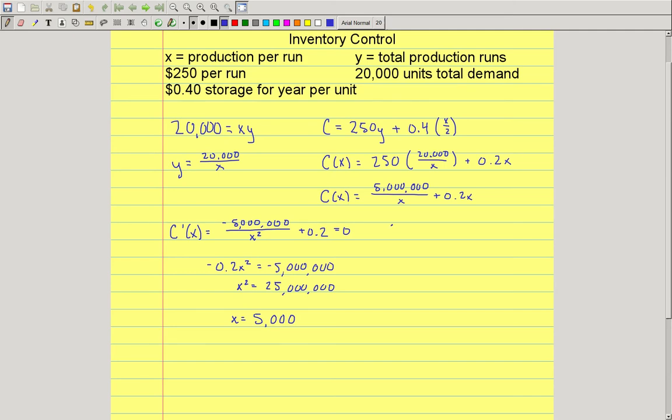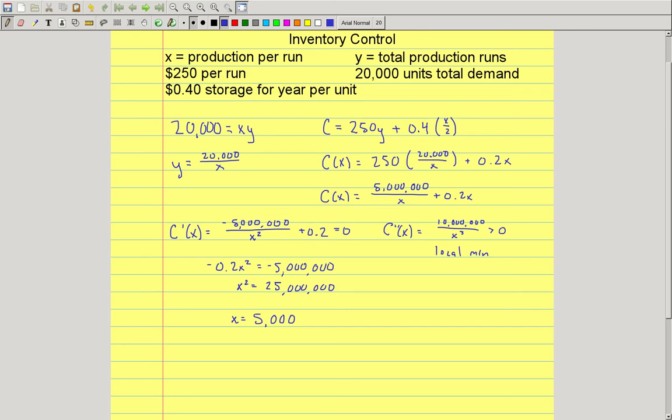As a quick check, we're going to take the second derivative of our function to make sure that the second derivative test is satisfied. Again, it's another power rule, and we see that this thing is always going to be positive for positive production levels. So it tells us that we have a local minimum for our cost, which is what we wanted.